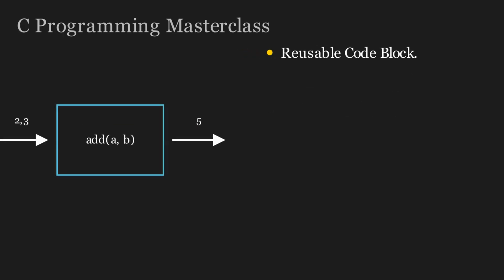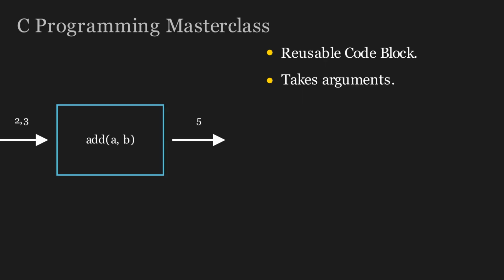As programs get larger, writing everything in the main function becomes unmanageable. We use functions to break our code into smaller, reusable chunks. A function is like a recipe. It takes ingredients, inputs or arguments, performs a specific task, and serves a dish, returns a value.